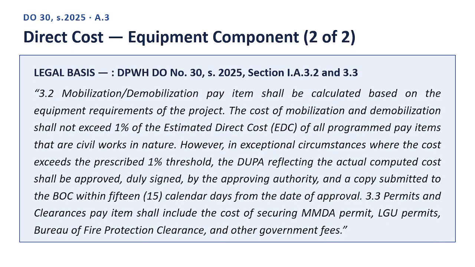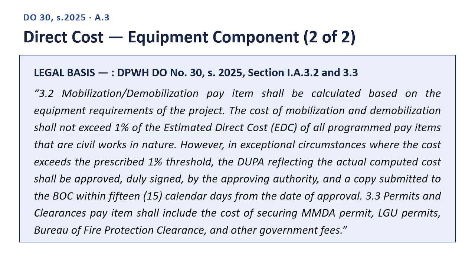Here is the legal basis, quoting directly from DPWH Department Order No. 30, Series 2025, Section IA 3.2 and 3.3. Quote. 3.2 Mobilization, demobilization pay item shall be calculated based on the equipment requirements of the project. The cost of mobilization and demobilization shall not exceed 1% of the estimated direct cost, EDC, of all program pay items that are civil works in nature.